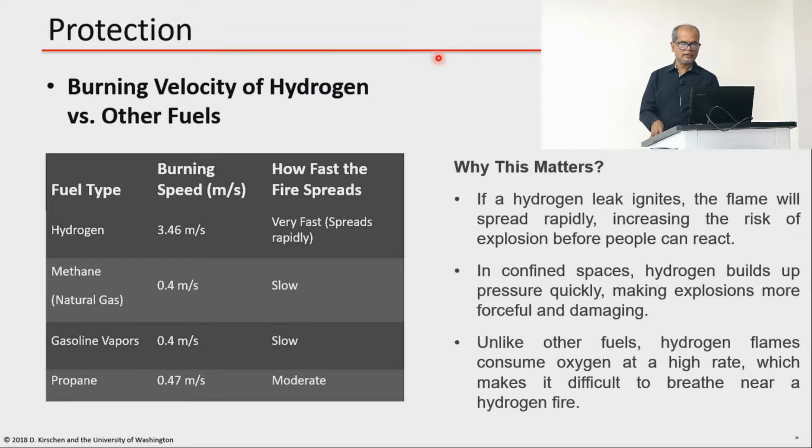So, if you compare the burning speed of hydrogen with others, you can see that the hydrogen flame speed is very fast, and it spreads very rapidly compared with natural gas and gasoline. You can see this is only 0.4, whereas this is almost 3.5. So, it is really high if you compare it with other gases.